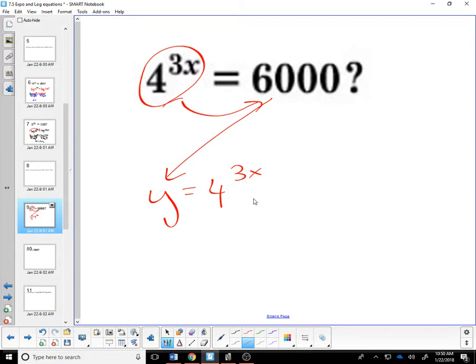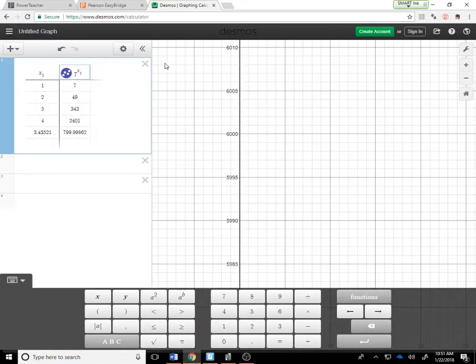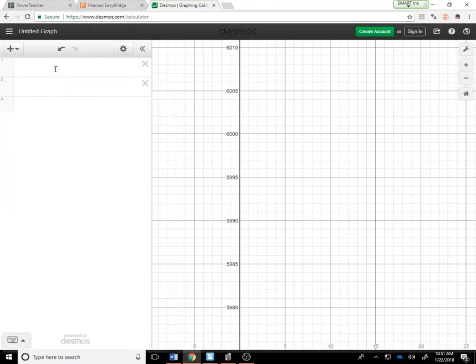Obviously, graph it. Okay? Now, I can do it with the 84. Some people don't have 84s, and yes, they are pricey, but they're worth an investment. I'm going to show you with Desmos right now, and then if you guys want to see with the 84s, I can show you that. But here's what I'm going to do with Desmos. I'm going to delete that real quick.